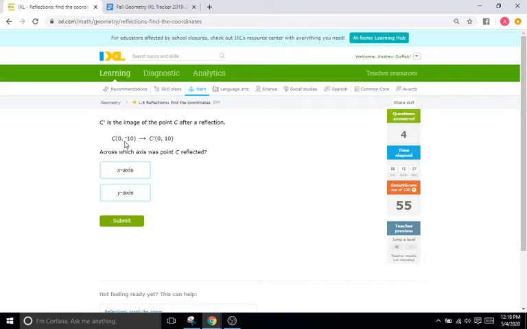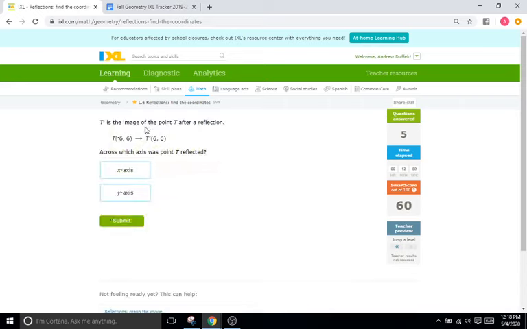Okay. So next problem. C prime is the image of the point C after a reflection across what axis? Okay, this is where the rule comes in handy, right? So what is happening here? When we reflect it, the x stays the same and the y changes, meaning that we are reflecting over the x-axis, right? Whatever axis we're reflecting over, that coordinate stays the same. So 0 stays the same and 10 is changing. So since the x-coordinate is the one that is staying the same, that means we are reflecting over the x-axis.